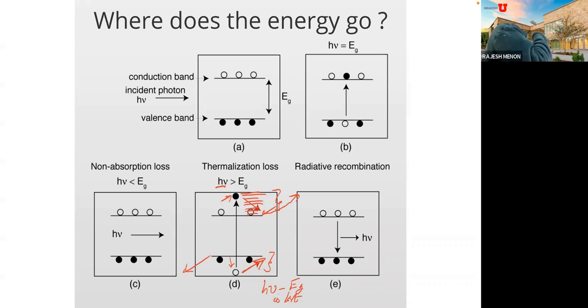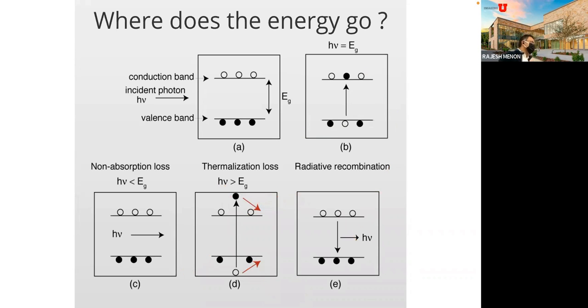Now, you can also have a situation where, in this ideal case, instead of going out and doing work as we would like, at the terminals of a battery, charging a battery, whatever, you can also get what's called radiative recombination. The electron can simply come down and emit another photon, like fluorescence or phosphorescence or something like that. Then you lose that energy also. So that's a bad thing as well. Now, there are many other things that can happen, but this is a simplistic way to think about it.